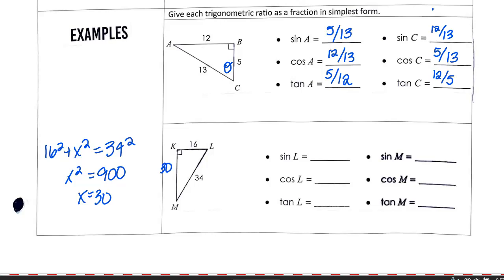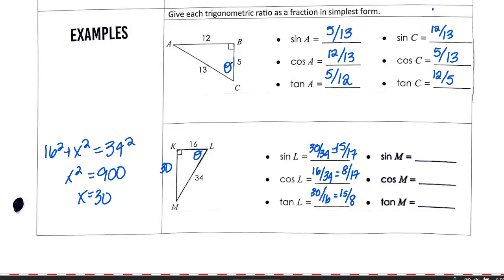Okay, so let's find sine of L. We'll put our angle here. Sine is opposite over hypotenuse, which means it's 30 over 34, and we can simplify that fraction. Both can be divided by 2. So we get 15 over 17. To find cosine, again, it's the adjacent over the hypotenuse, so that's 16 over 34. We can simplify that to be 8 over 17. Okay, tangent. Tangent is going to be opposite over adjacent, so it's 30 over 16, which simplifies down to 15 over 8.